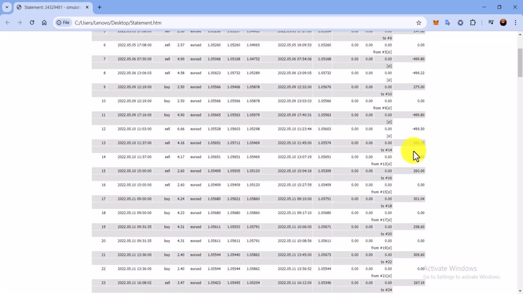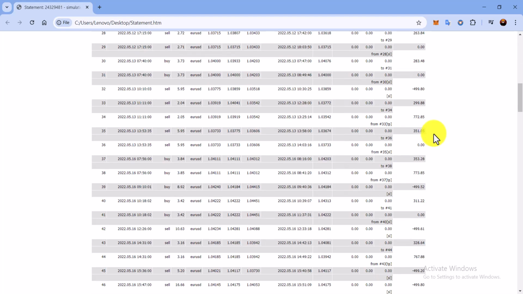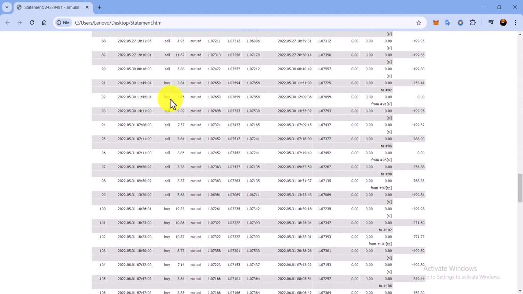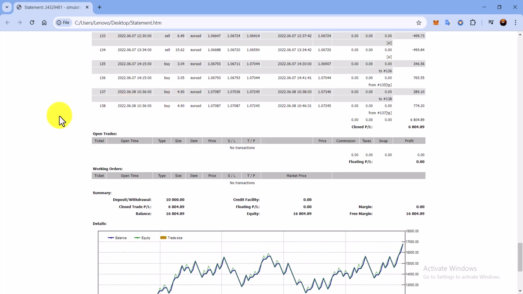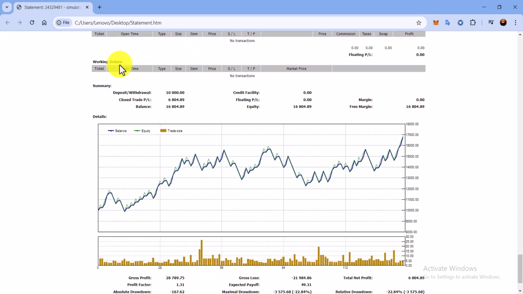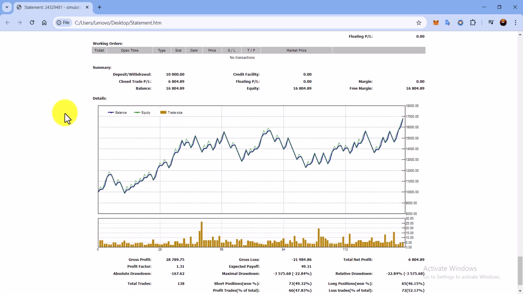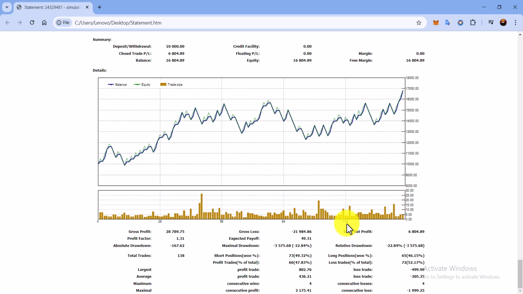Then it got break even. Then I got 1 loss, 2 loss, 3 loss, 4 loss. So as you can see, this is a complete journey. I took almost a total of 138 trades, which also includes take profit 1 and take profit 2. And as you can see, this is the chart. You can also see all my equity, and right now I'm in a profit of $6,804. The balance is a total of $16,804, and this is the gross profit and gross loss.